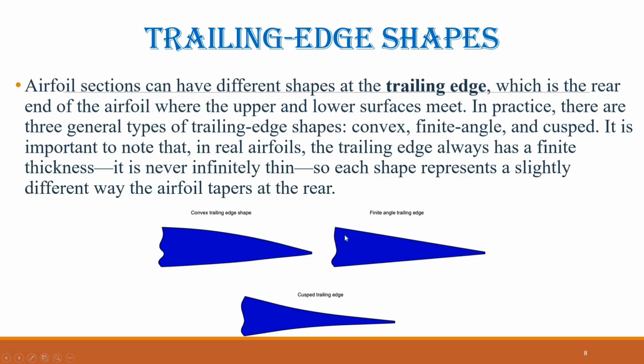The choice of trailing edge shape depends on the specific aerodynamic goals of the design. For example, designers may select a particular trailing edge shape to maximize lift, reduce drag, or control the stall characteristics of the airfoil. By understanding these differences, engineers can tailor airfoil performance to meet the exact requirements of the aircraft or application.